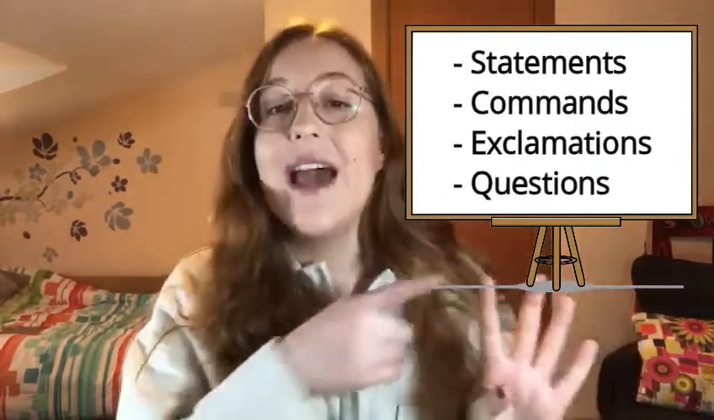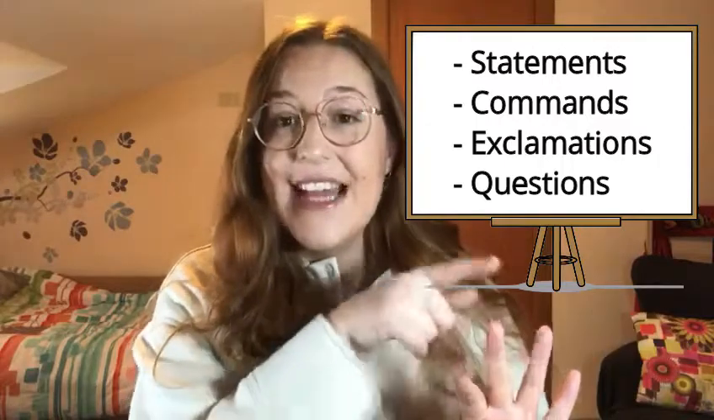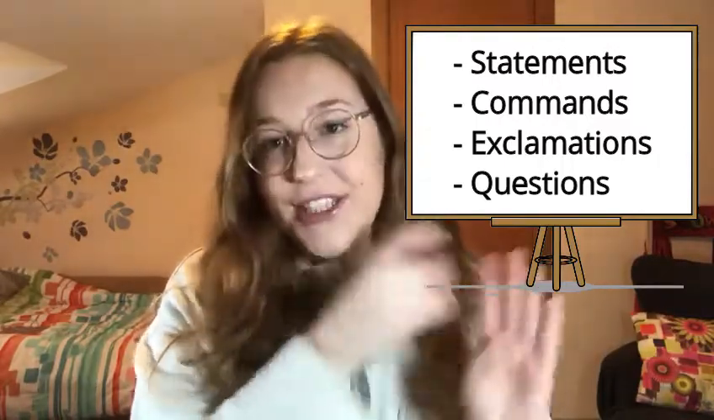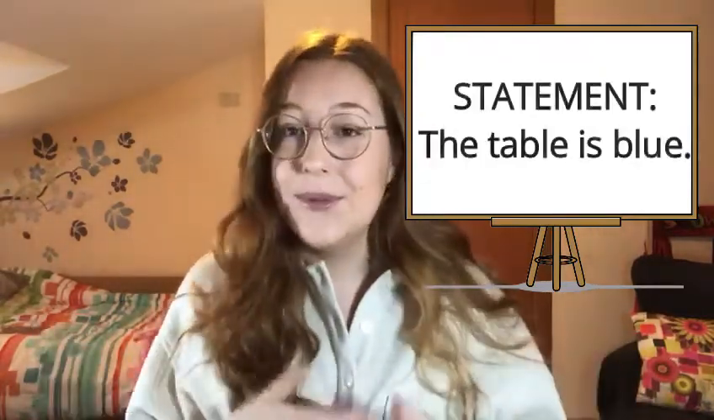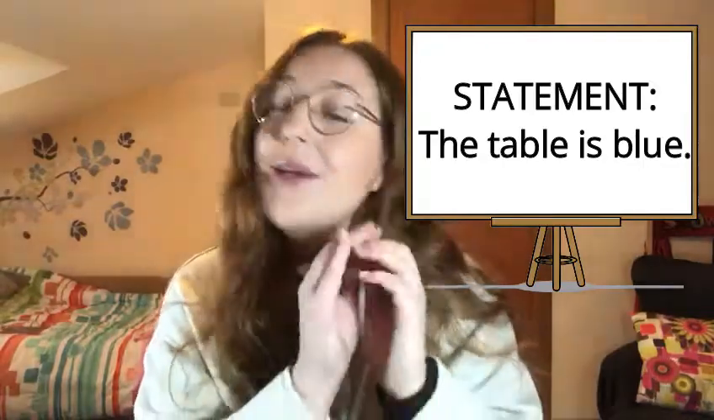So in English, there are 4 different types of sentences. We have statements, commands, exclamations, and questions. Now a statement is, for example, the example I gave before, the table is blue. That is a statement. That is something that is 100% true and something that you are saying.